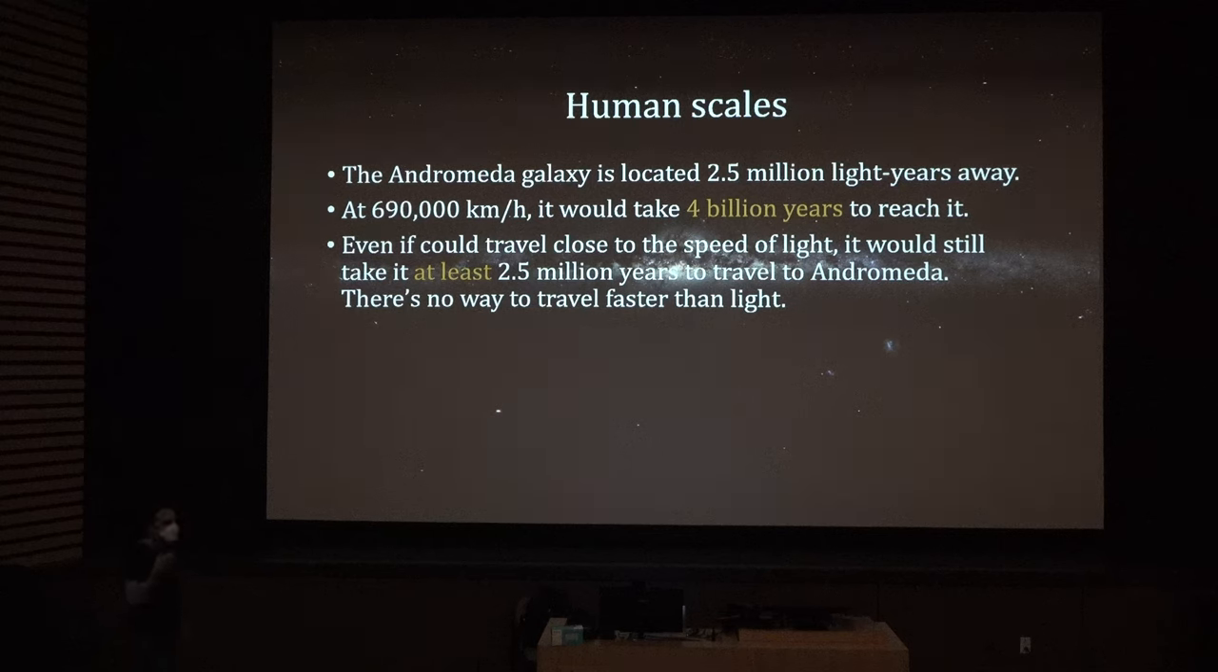it will still take at least 2.5 million years to travel to Andromeda, because the distance is 2.5 million light years. Even if you can travel almost as fast as light, and I should mention that you can never travel as fast as light, but you can travel very, very close, like 99.99999% of the speed of light. That is physically possible to achieve, although very hard. But even if you can achieve that speed, because the distance is 2.5 million light years away, it takes light 2.5 million years to get there, and you cannot travel faster than light, so it's going to take you at least 2.5 million years to get there. There's just no way around it. You can never get there in any time less than 2.5 million years.